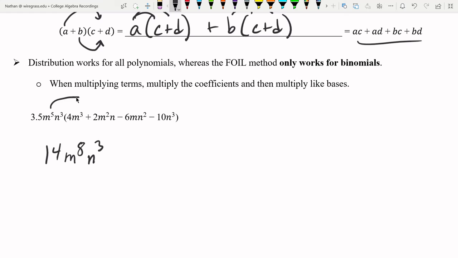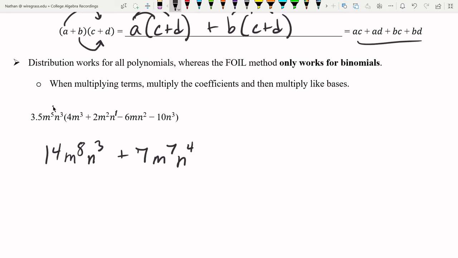Now let's work on the second one. 3.5 times 2 is going to be 7. M to the 5th times m squared, multiplying like bases. Add the exponents. 5 plus 2 is 7. Now we have n cubed times n. N is the same thing as n to the 1 power. 3 plus 1 is 4.